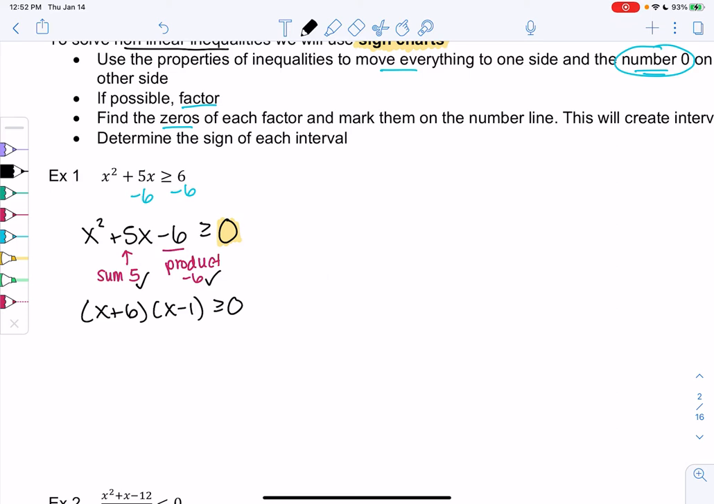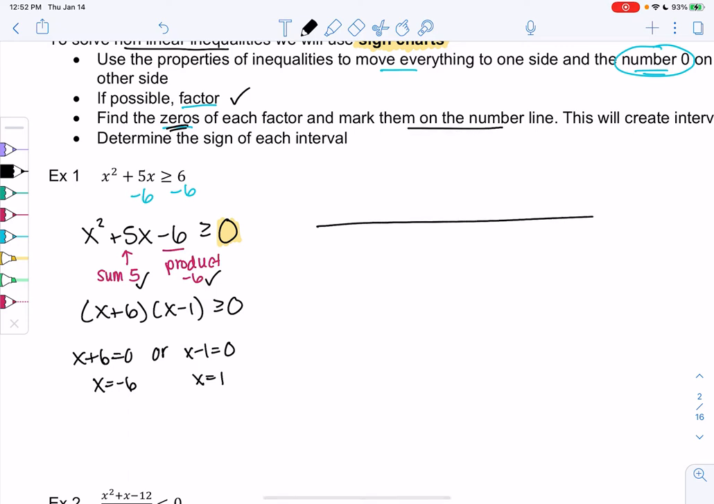So that's step 2. And then we're going to find the zeros. So the zeros are x plus 6 equals 0 or x minus 1 equals 0. We'll worry about the inequality in a second. So we're not doing an inequality right now, we're just finding the zeros. So we get x equals negative 6 and x equals 1, and we'll mark them on the number line. So negative 6 and 1.